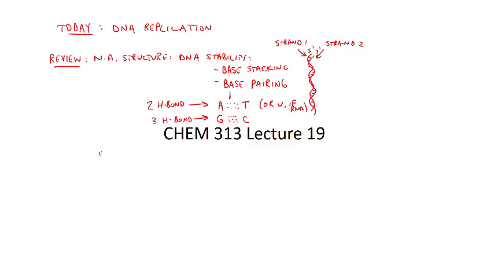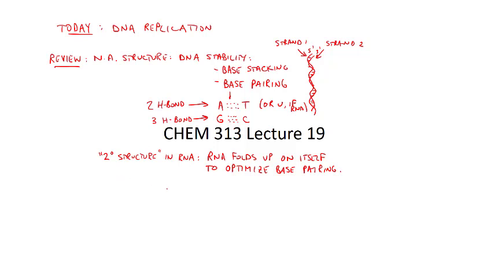Now we also talked about so-called secondary structure in RNA. And this is where the RNA, which is usually single-stranded, folds up on itself to optimize base pairing. And the most common type of secondary structure that you see in RNA molecules is something called a hairpin, which is something that looks kind of like this.